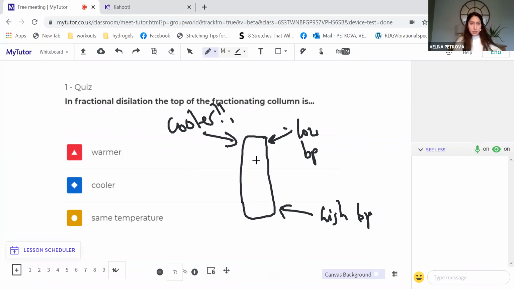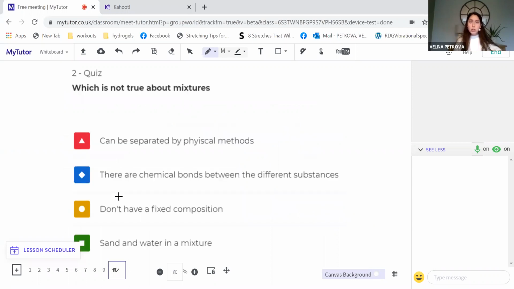Okay. So then next one. So what's not true about mixtures? So yeah, we've learned a couple of different physical methods to separate mixtures. And of course, there are no chemical bonds between substances. That would be correct, as we know that compounds have chemical bonds between them, not mixtures. And they don't have a fixed composition, and sand and water is a mixture.